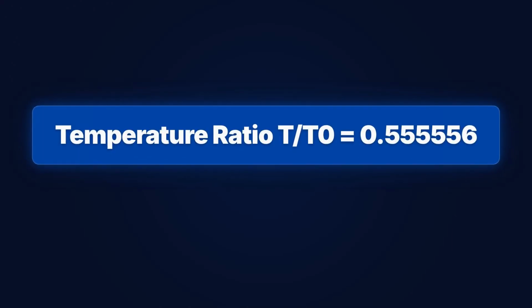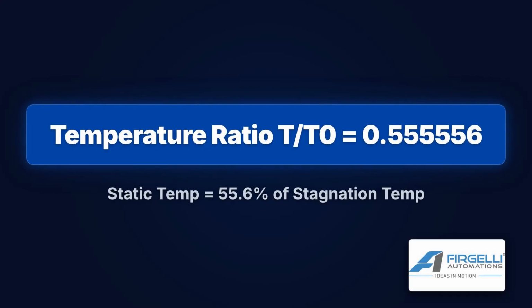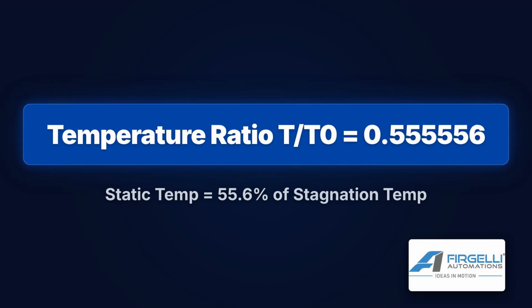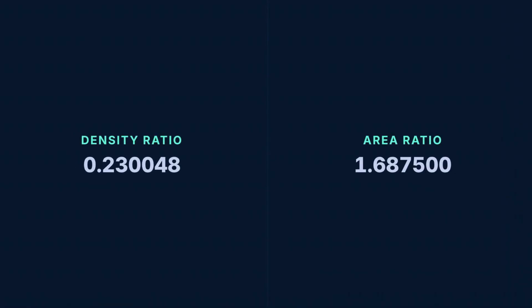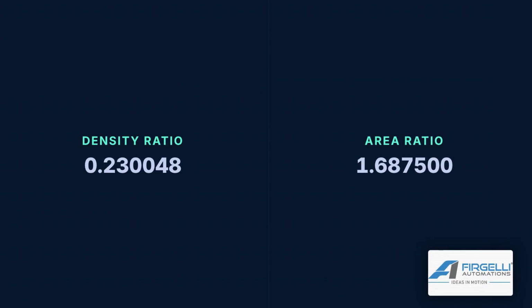The temperature ratio T over T naught is 0.555556, indicating the static temperature is about 55.6% of the stagnation temperature. The density ratio rho over rho naught is 0.2348.